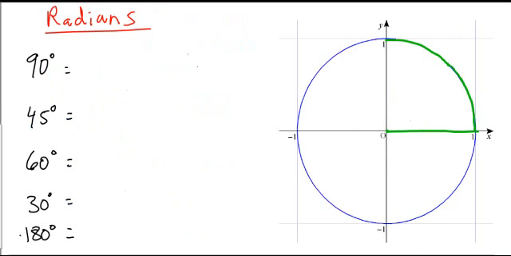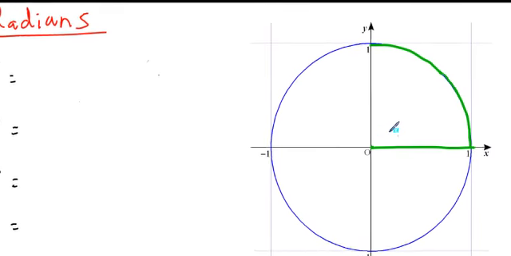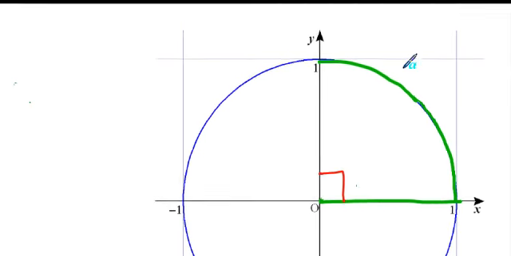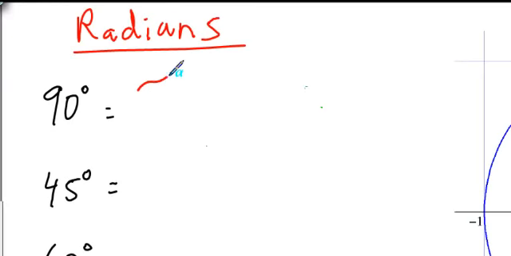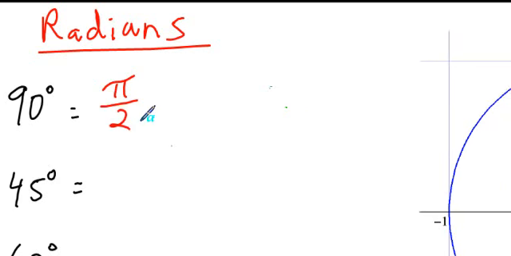Now let's find the radians of some common special angles. Remember, the special angles are pretty much 90 degrees, 45 degrees, 60 degrees, 30 degrees, 180 degrees, and sometimes 360 degrees or 0 degrees. But let's first go back. 90 degrees we did earlier. We know that the arc length of the 90 degree angle is pi over 2. So the radian measure of 90 degrees is equivalent to pi over 2.